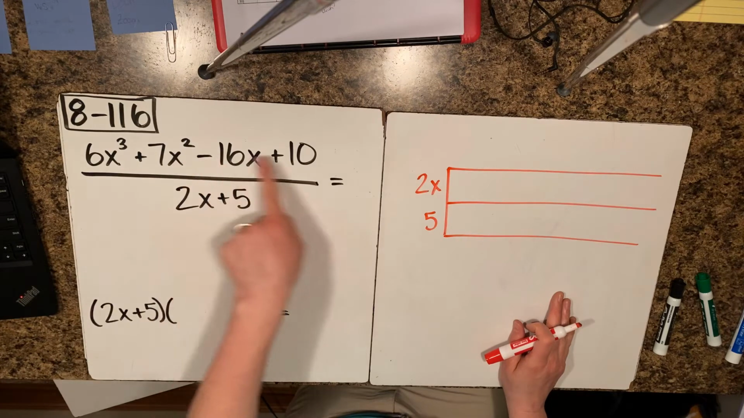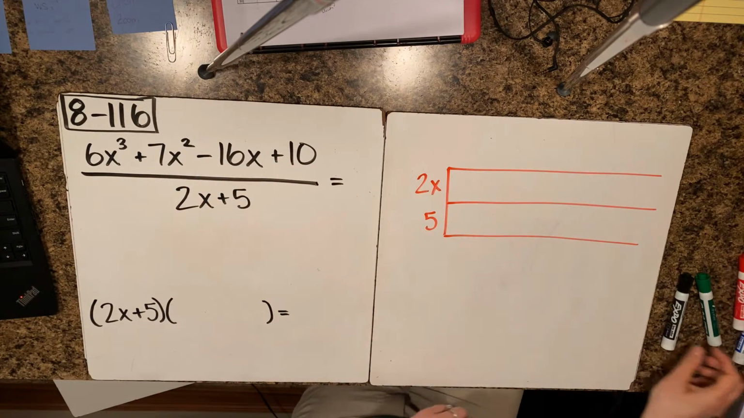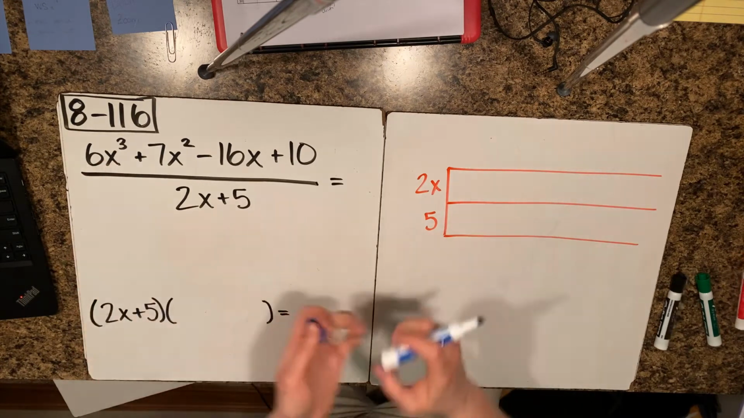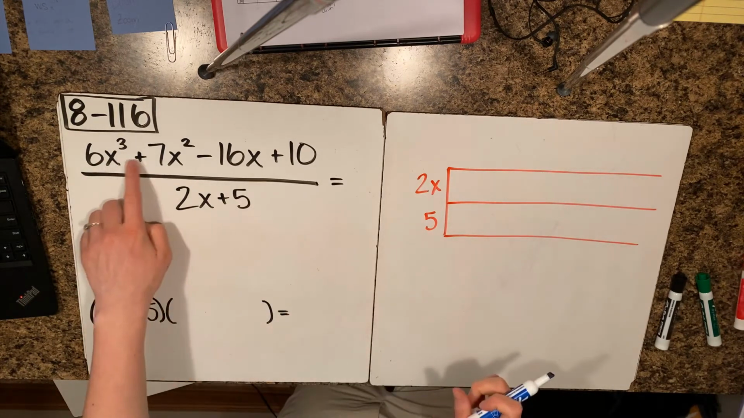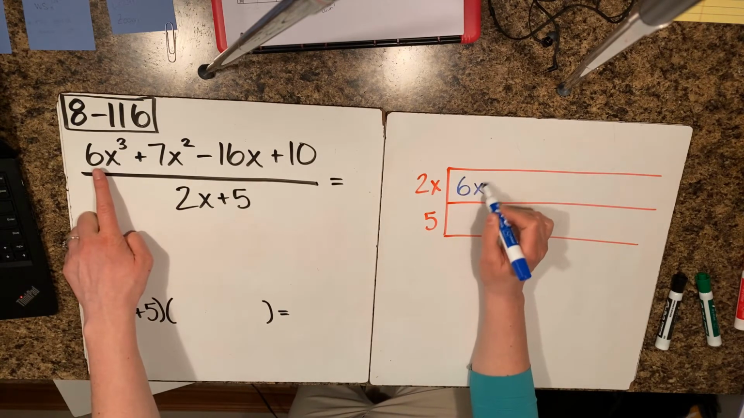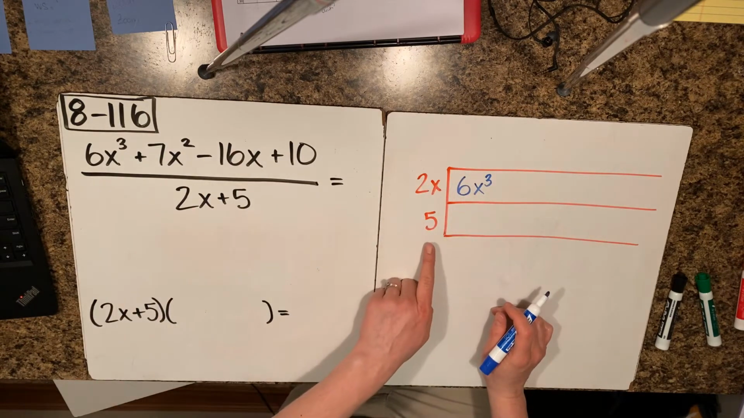I do know that this top part is really what's going to go on the inside when I add things up. So I'm going to start with the biggest degree. The biggest degree here is 3, or the biggest exponent, I should say. So 6x cubed goes next to the biggest exponent of this.